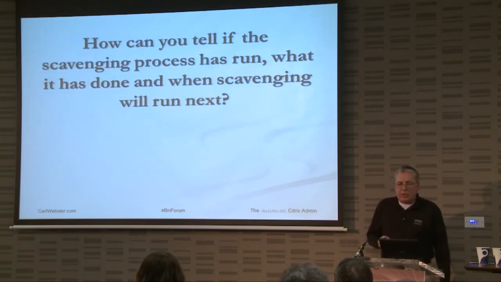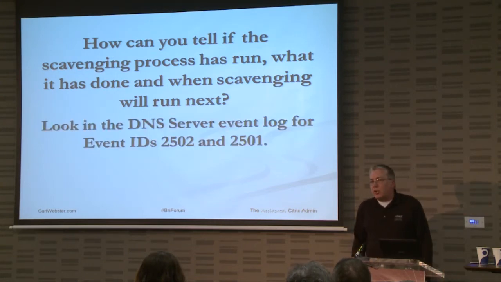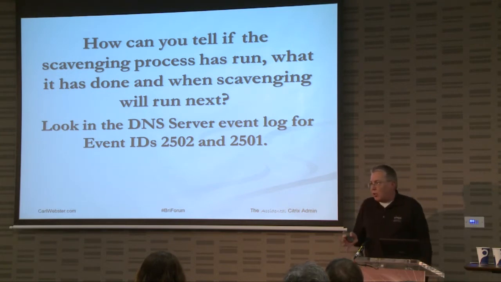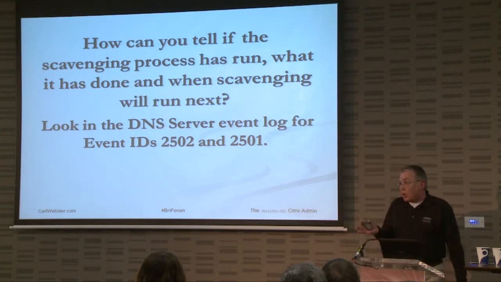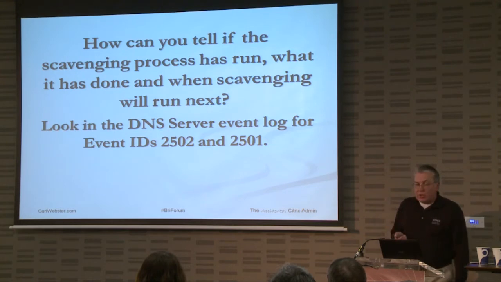Now, how can you tell if the scavenging process has run, what it has done, and when scavenging will run next? You'll just look in your DNS server event log, those mythical things that I covered last year. They're kind of like unicorns, dragons, and honest politicians. Most people don't think they exist, but event logs actually do exist. You're going to look for events 2502 and 2501.